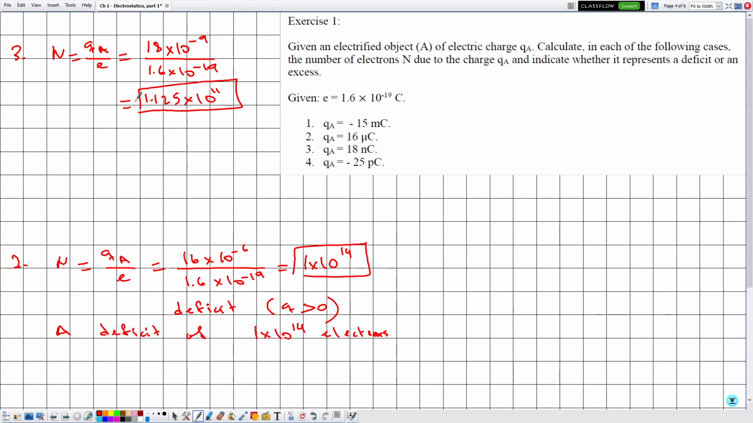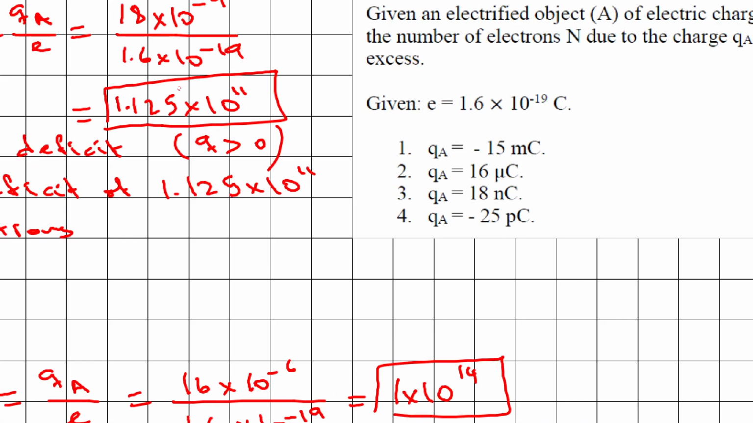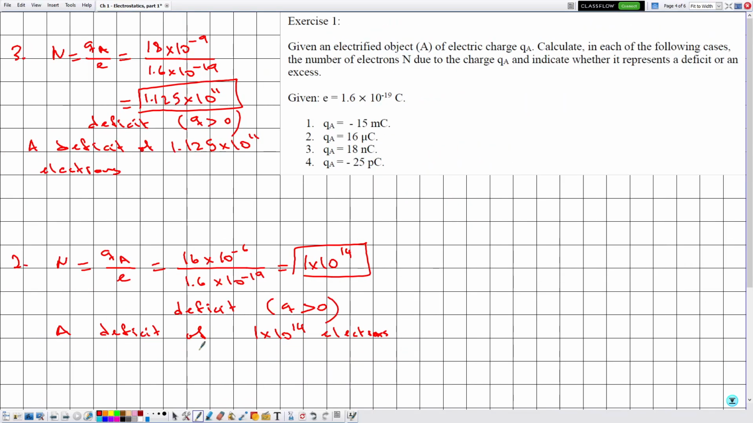Now in this case, the sign of the charge is positive, and positive means that we have a loss of electrons, which is a deficit. I'm going to say that this is a case of a deficit, since Q is positive, and that we have a deficit of 1.125 times 10 to the power 11 electrons. As you can notice, in all of the cases N is an integer number, but it is very large. If we expand the zeros, we're going to notice that it is an integer.